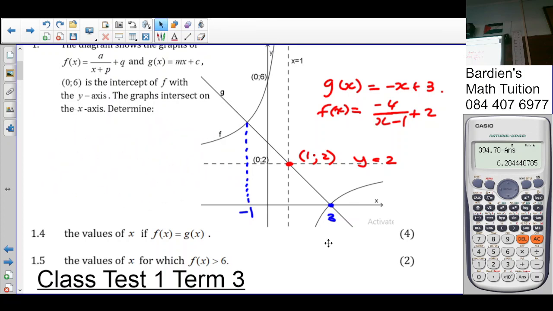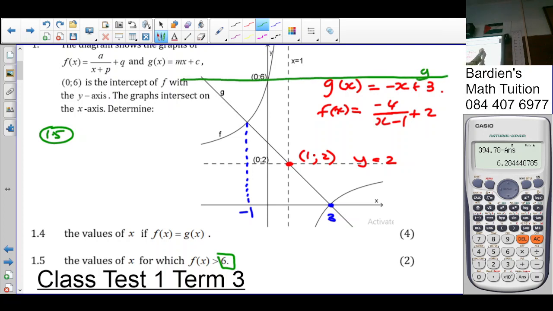1.5. The value for x for which f of x is greater than 6. People, this is a y value here, not so. So I could check on the graph where I draw in the graph. y is equal to 6. So if I draw that line in there, that is that line. Can you see that? That's the y is equal to 6.